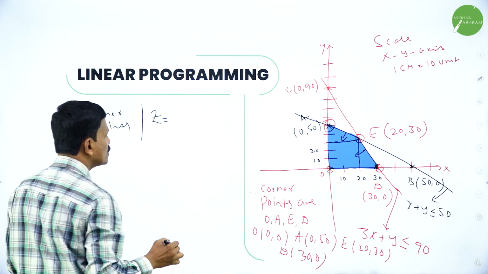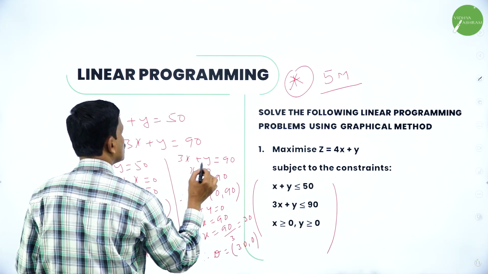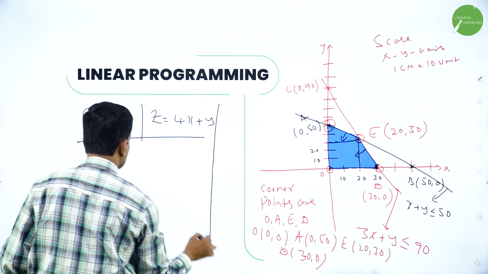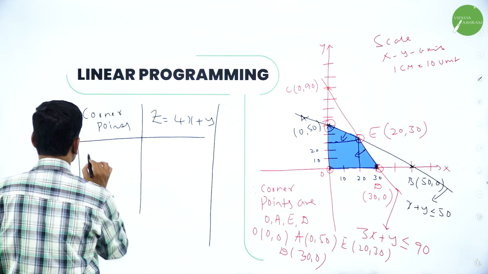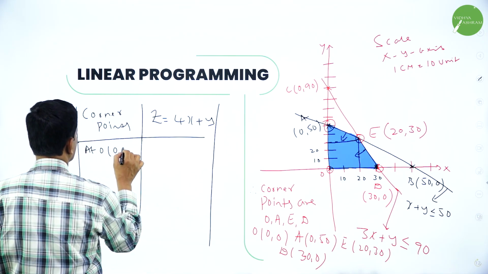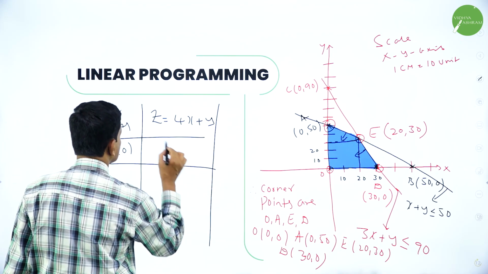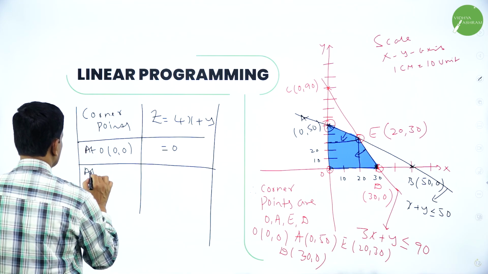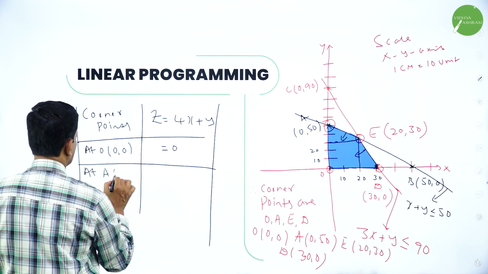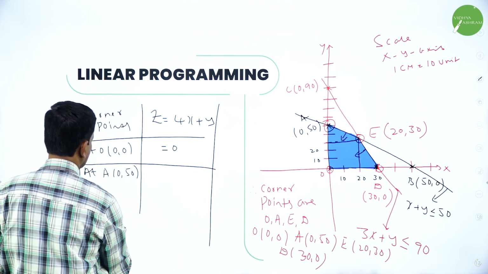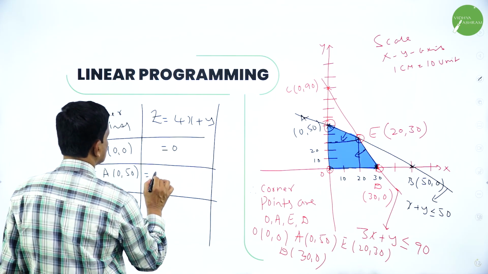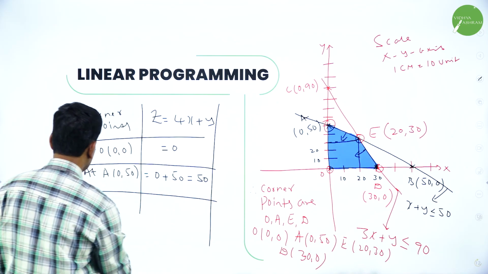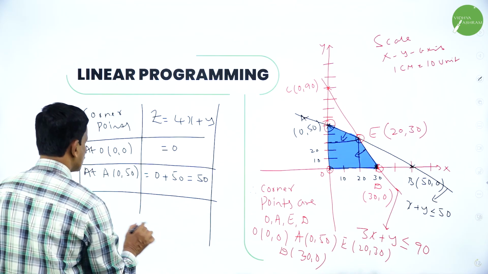And Z is equal to, what is the objective function? Z is 4x plus y. Right. Now, at O (0, 0), when x is equal to 0, y is equal to 0, Z is also equal to 0. At the second point, at A (0, 50), this is 0 plus 50, which is equal to 50.